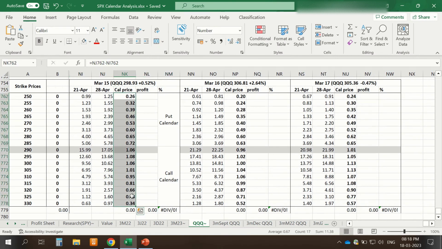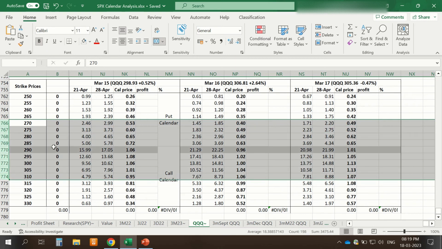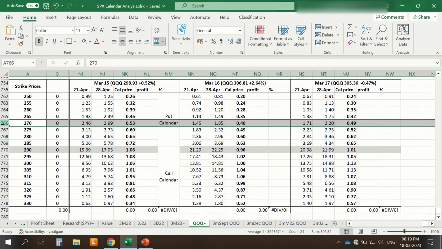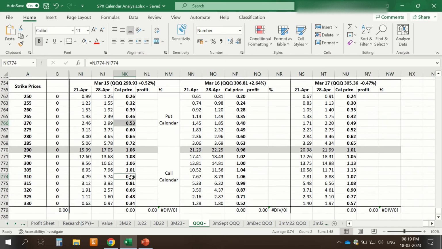Now I will enter either a double calendar or a triple calendar. To enter a double or triple calendar, I will first choose the strike prices. Let's say I have chosen 270 and 310. Now I have to add the premium of these two, 53 and 95. This will give me the total double calendar price.